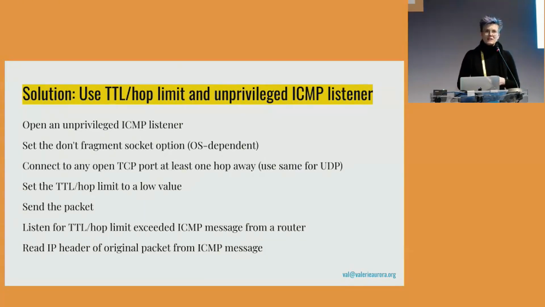Same thing for UDP. It doesn't need to be running any particular thing because the packets never get there after the handshake. So you set the TTL or the hop limit to a low value, send the packet, listen for the TTL or hop limit exceeded message, and then you parse the IP header to find out what it sent. So this sounds easy in theory. In practice, I just found a lot of other bugs.